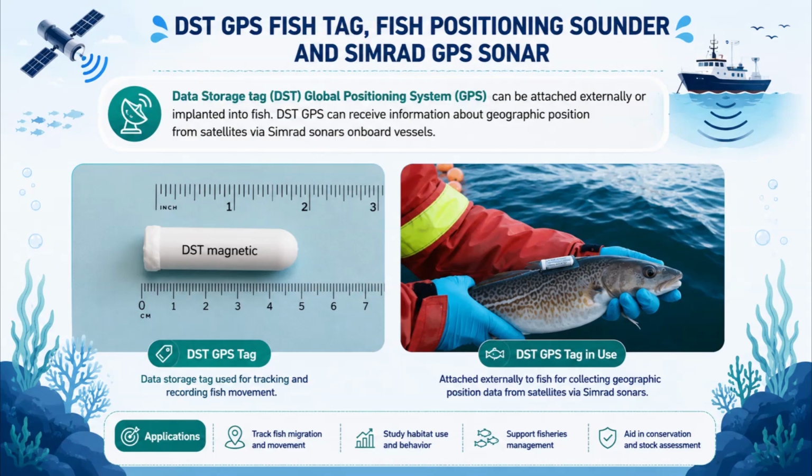Fish positioning sounders and SIMRAD GPS sonar systems help researchers receive and analyze movement data in real time. These technologies are highly important in modern fisheries science because they support stock assessment, fisheries management, marine conservation, and ecological research.